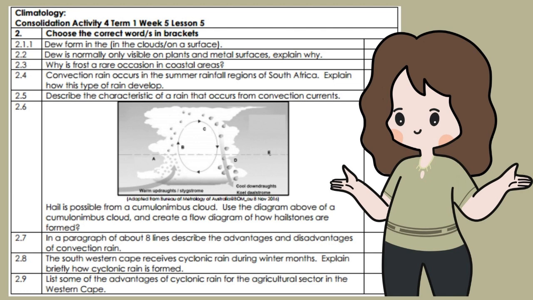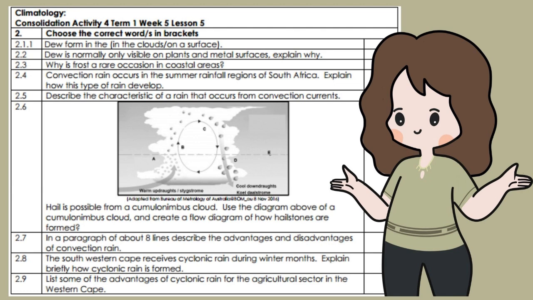2.4 Convection rain occurs in the summer rainfall regions of South Africa. Explain how this type of rain develops. 2.5 Describe the characteristics of rain that occurs from convection currents. 2.6 Hail is possible from a cumulonimbus cloud. Use the diagram above of a cumulonimbus cloud and create a flow diagram of how hailstones are formed.